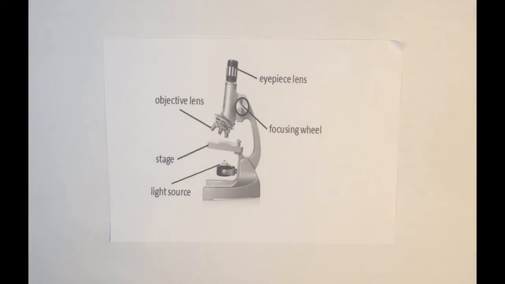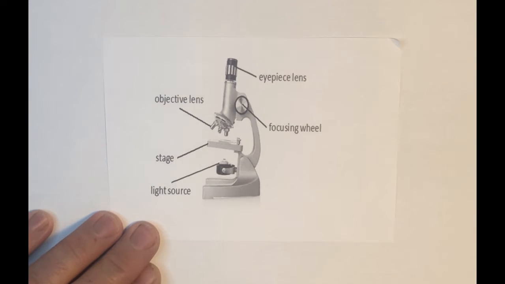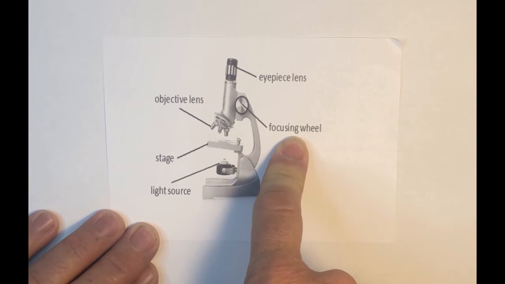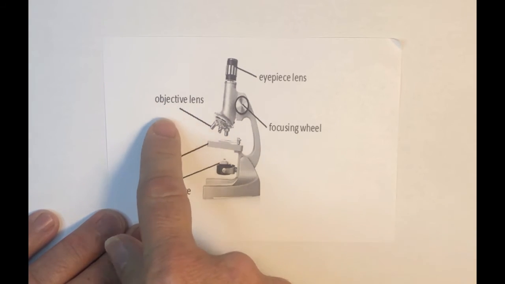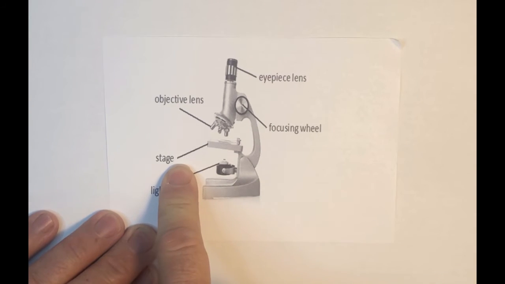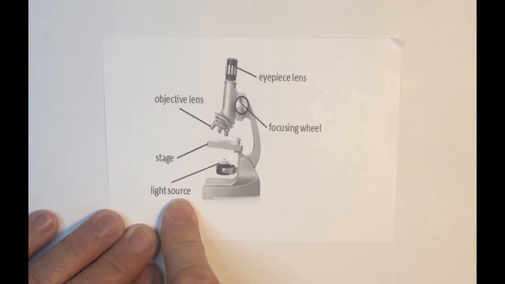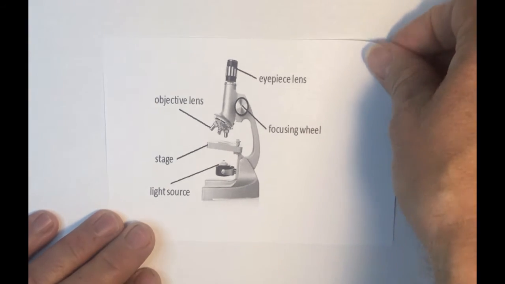Okay, so, describe the key parts of the light microscope. The eyepiece lens has a magnification part to it, and that is the part where you put your eye. The focusing wheel focuses the object and makes the object clear to the eye. The objective lenses are a variety of different strength lenses that can make the object larger or smaller. The stage is where the microscope slide is held under a couple of clips, and the light source provides light to make the object clearer to be seen through the microscope.